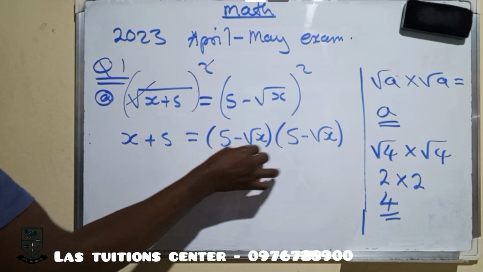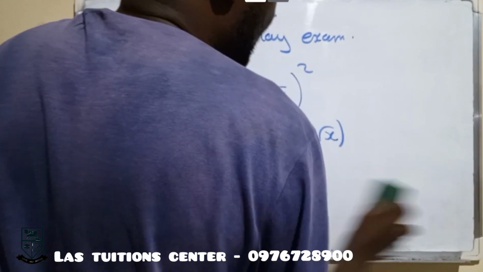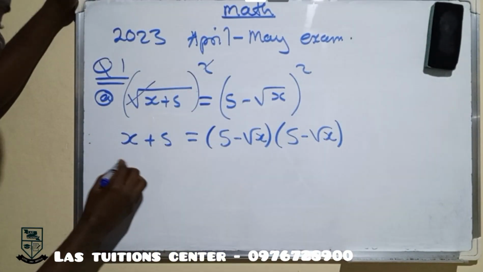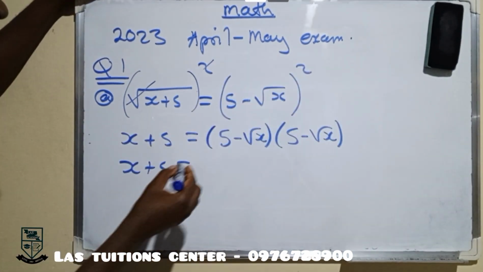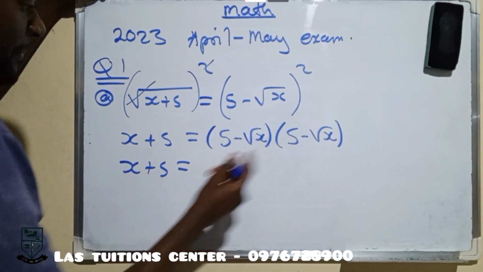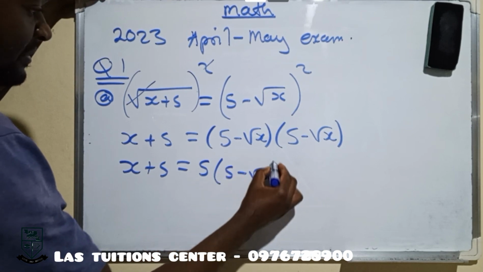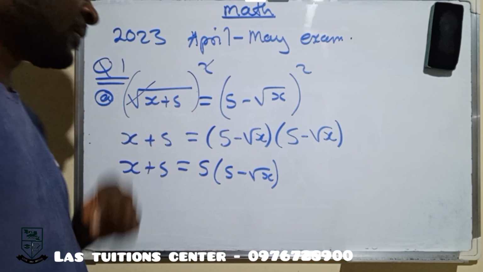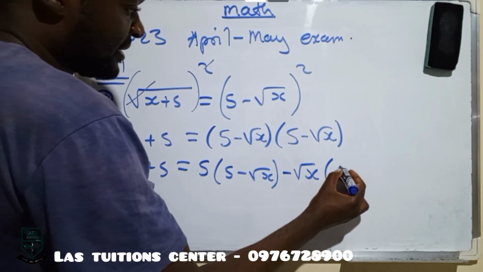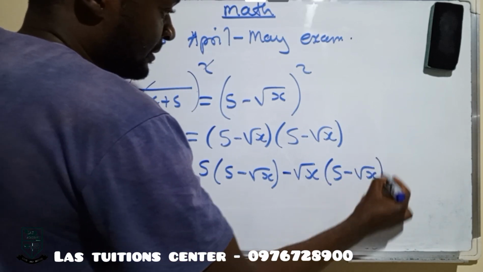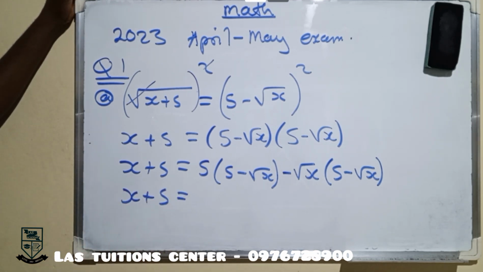So when we come to the root of x, we should be able to apply this concept there. Let's see what we have. We have x plus 5 is equal to, and now we are distributing the way we had done there. This 5 has to multiply everything here: 5 times 5, then 5 times minus root x. The whole minus root of x should also multiply by that. So we have x plus 5 is equal to, now we can multiply.